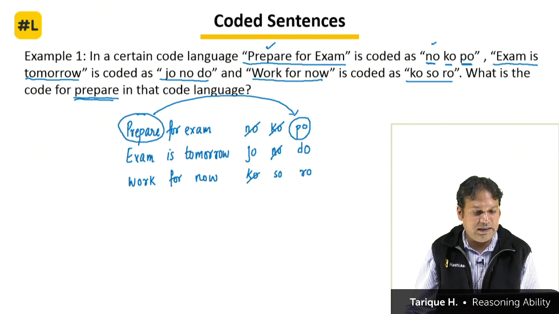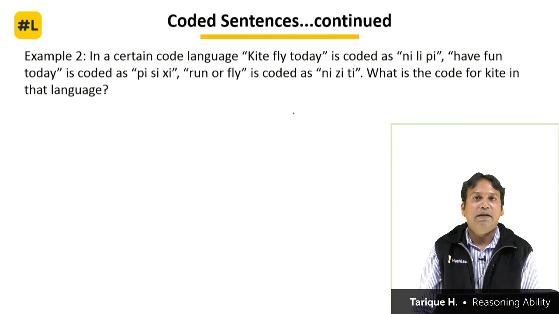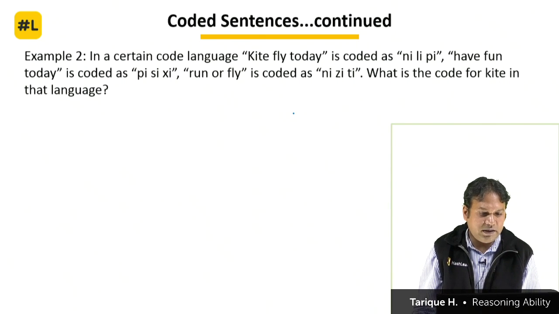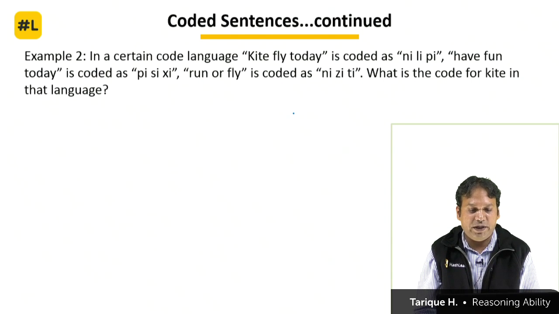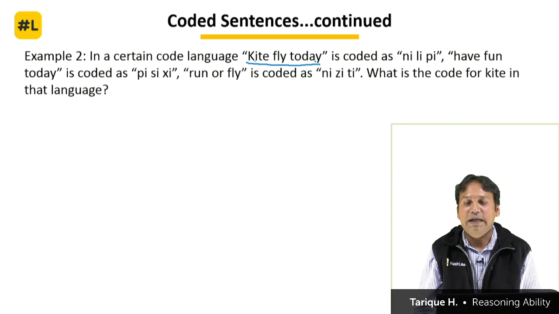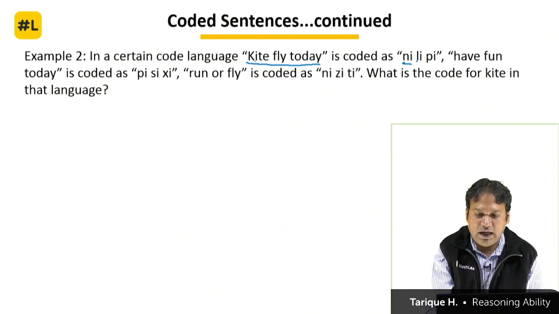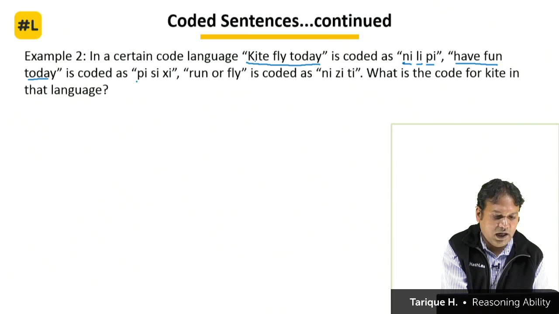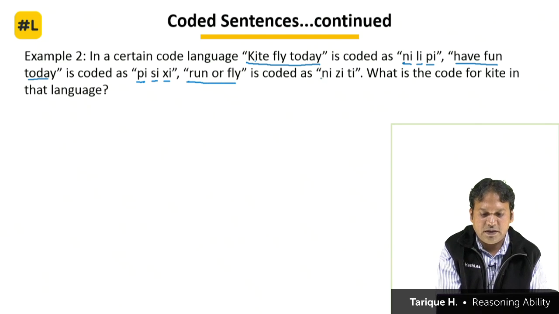So let us see this second example, very similar to the first question. Look at the question on the screen and try and get the answer. In a certain code language, kite fly today is coded as NI LI PI. Have fun today is coded as PI, SI and XI. Run or fly is coded as NI, ZI and TI.